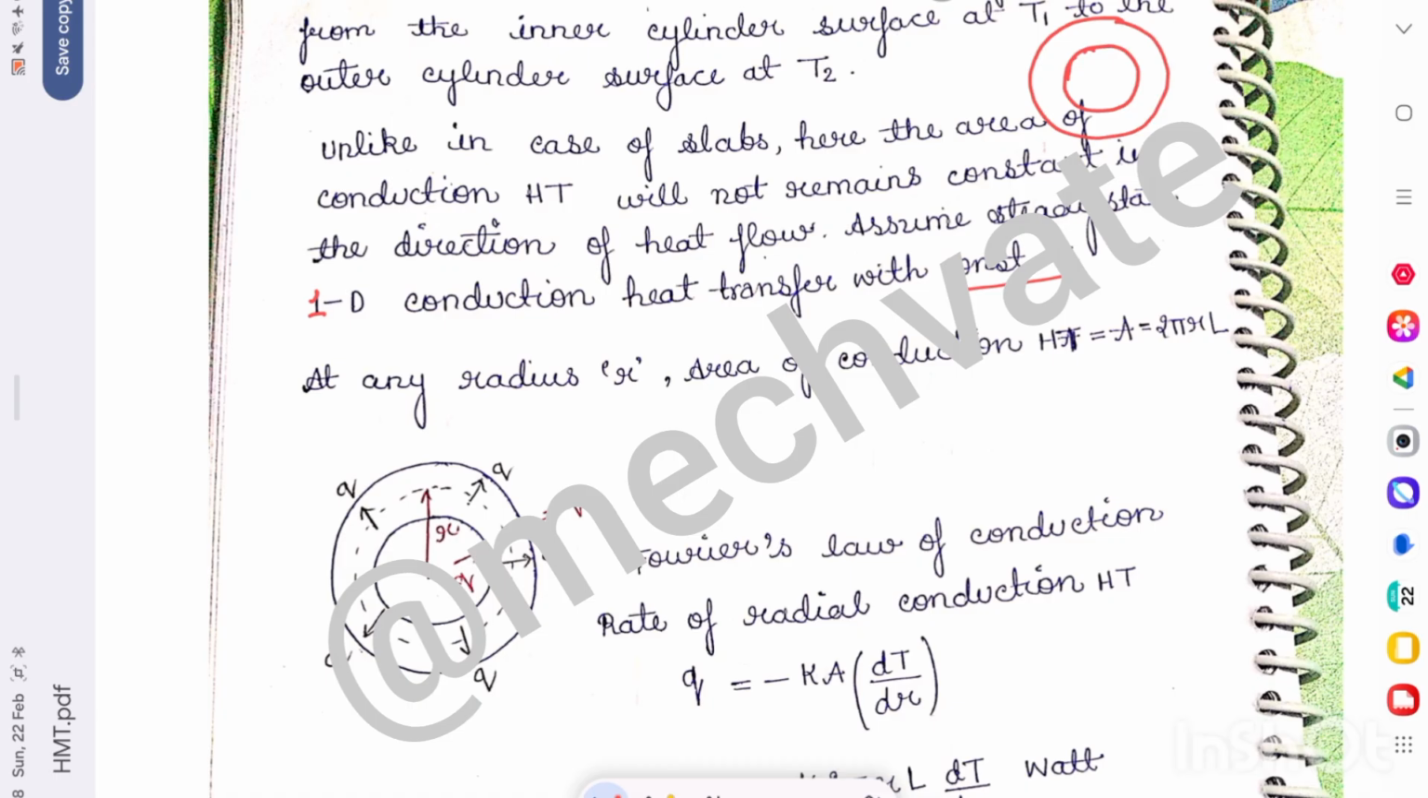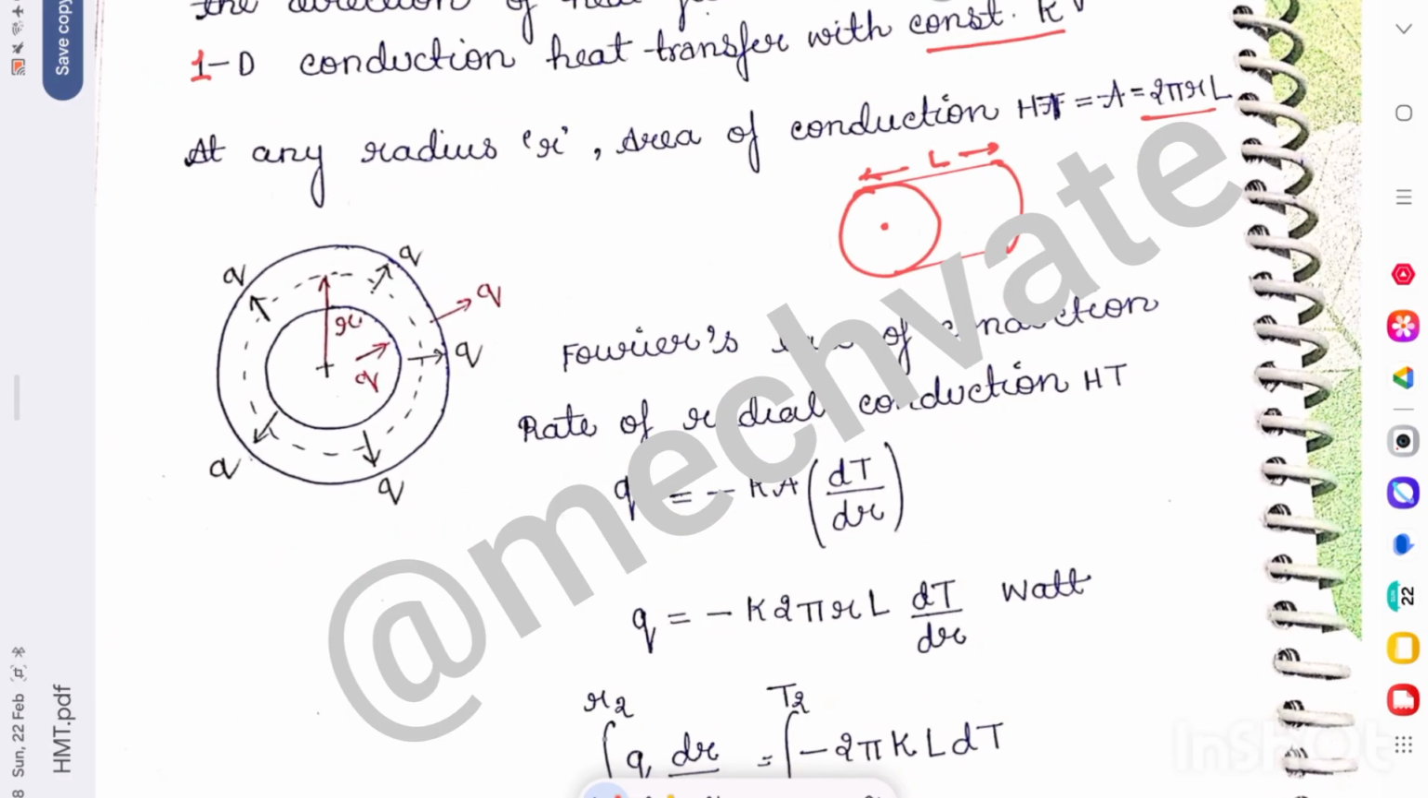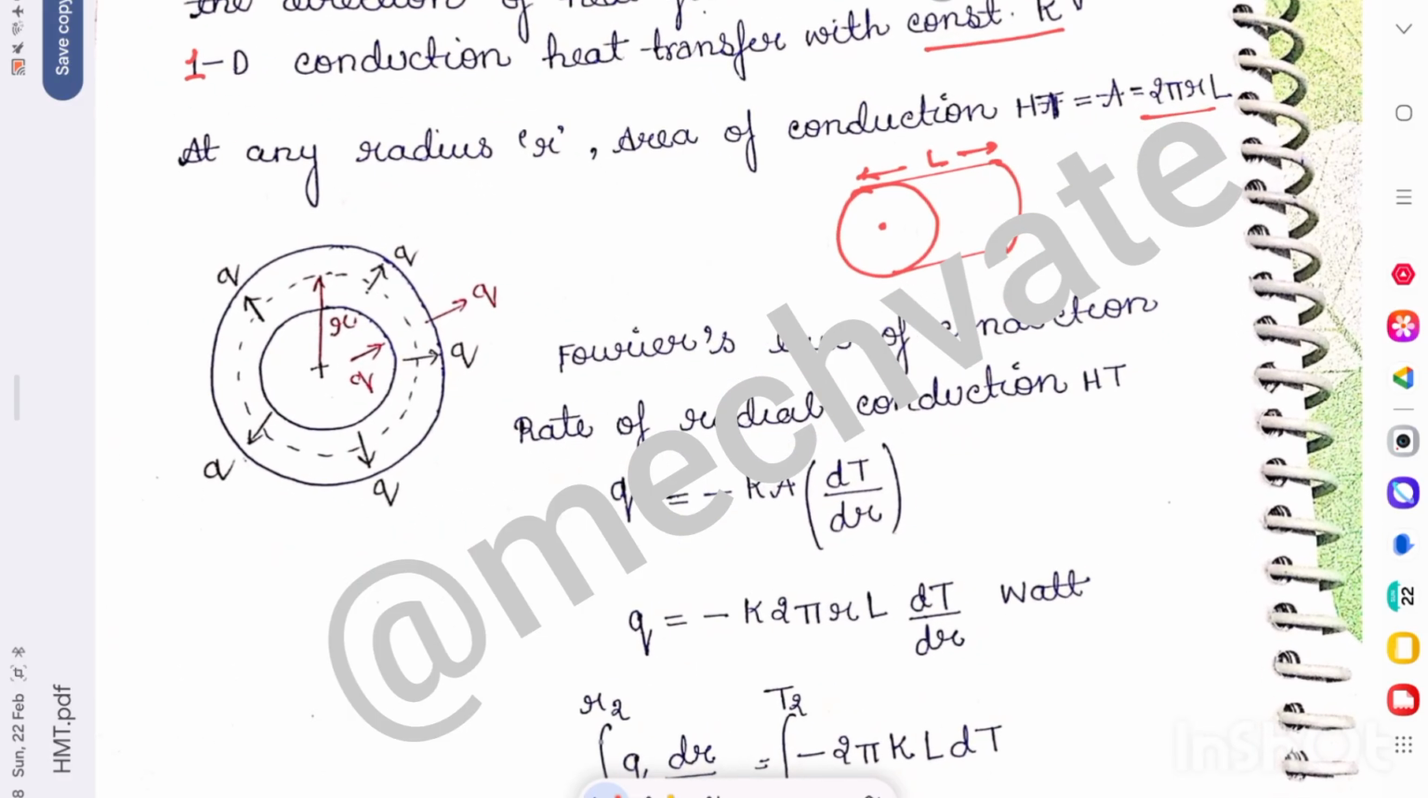At any radius r, the area of conduction is A equal to 2 pi r times L. How do we find the area of a cylinder? The area is 2 pi r into the length of the cylinder. Okay. Now we apply Fourier law of conduction.